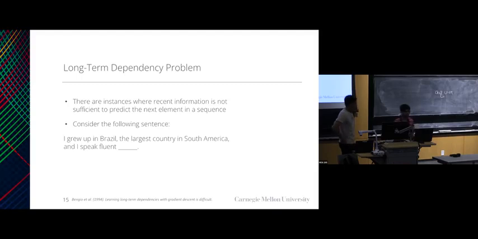Okay, so I'll talk about another issue of RNNs first, the long-term dependency problem. This is essentially when the recent information is not sufficient to capture whatever you want to predict. Consider the following sentence: I grew up in Brazil, the largest country in South America, and I speak fluent blank. In this case, the recent information like speak and fluent gives you some indicator of what the most likely next word is, which would be some sort of language. But you can't fully get that information without looking at the country Brazil, which implies that it would be Portuguese.